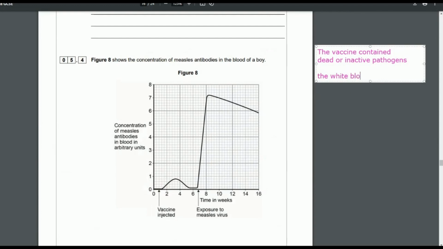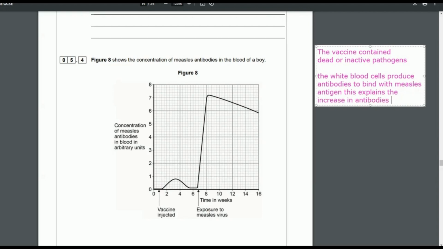The white blood cells produced antibodies to bind with measles antigen. So what we find, this explains the increase in antibodies between 1 week and 3 weeks. So after the vaccine, between week 1 and week 3, the person's antibodies have gone up.